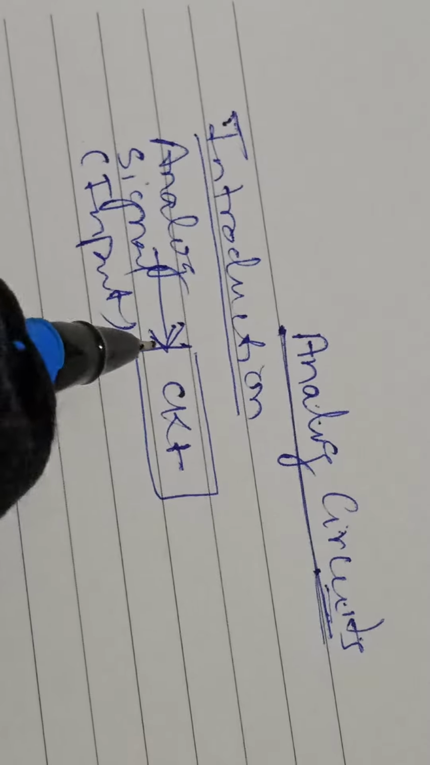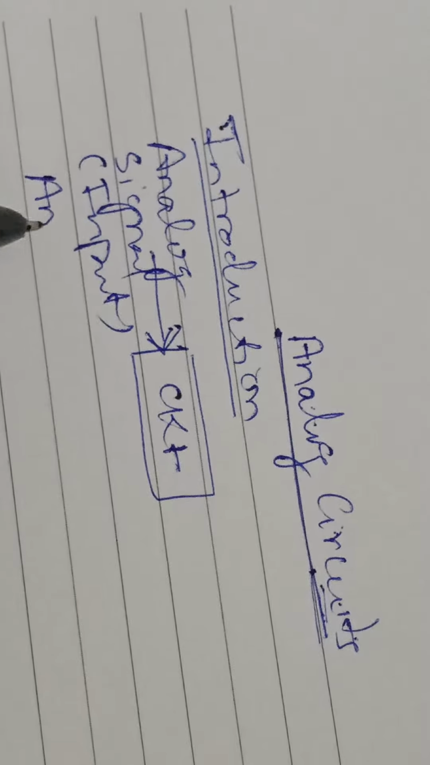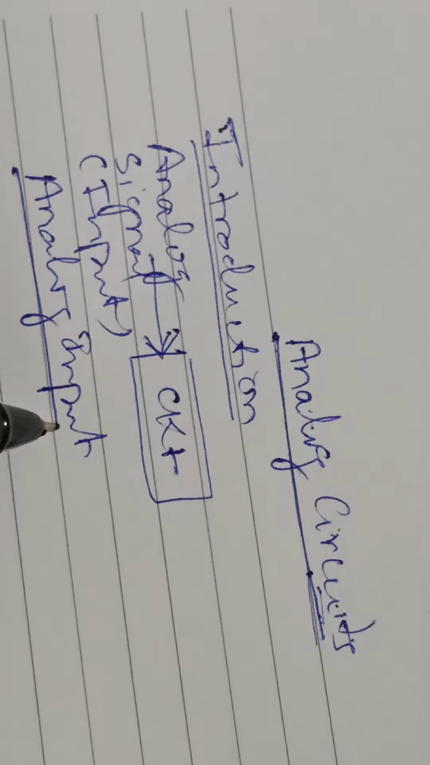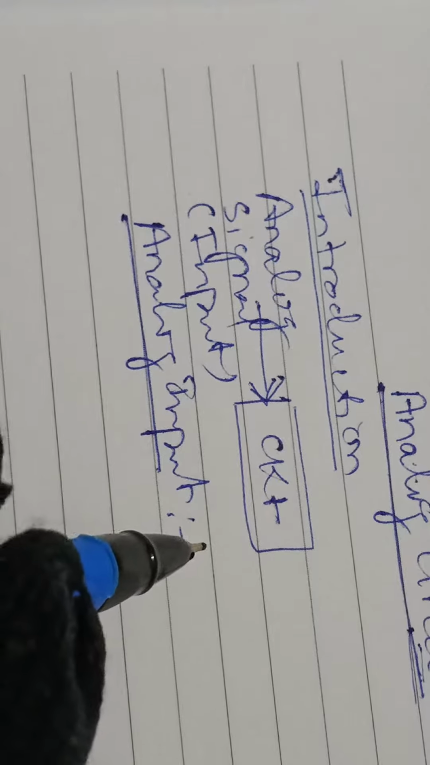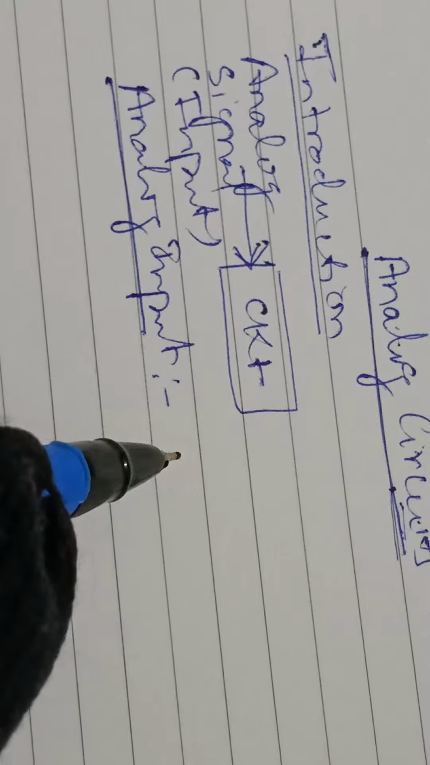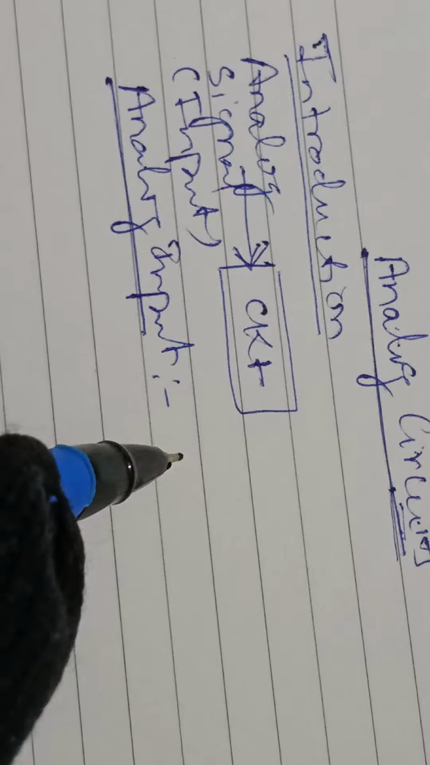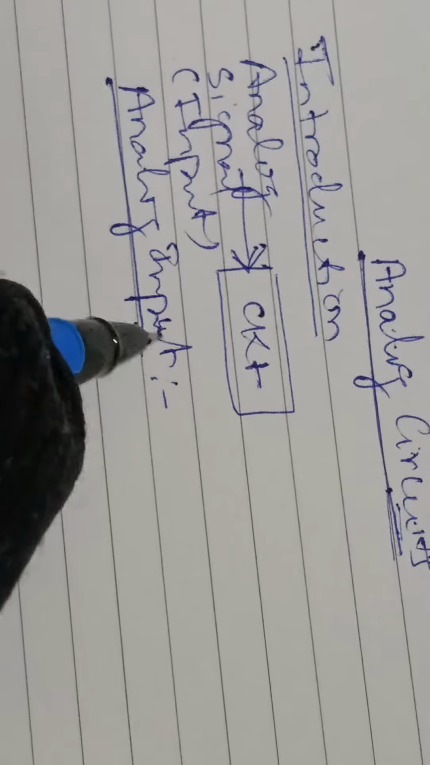So now the next question that should arise in mind is, what is the meaning of this analog signal or analog input? In brief, we can say in a representation, if an infinite number of values are possible, then that representation is called analog representation. We can understand by some example.